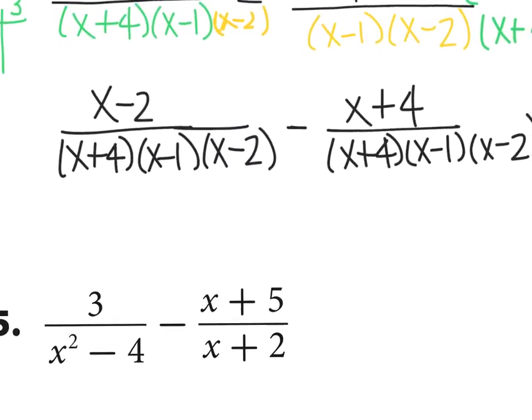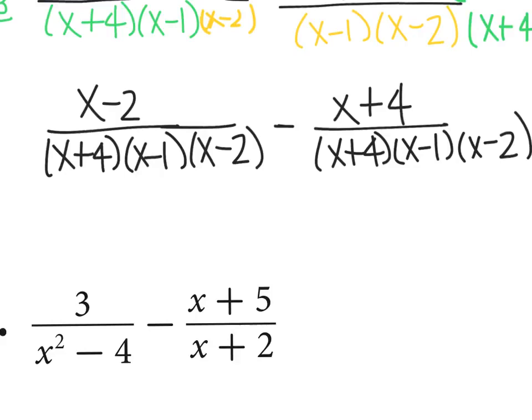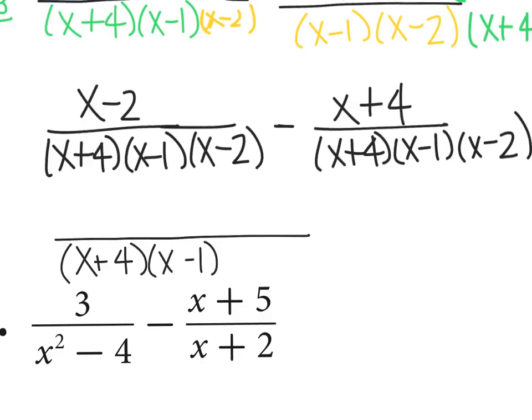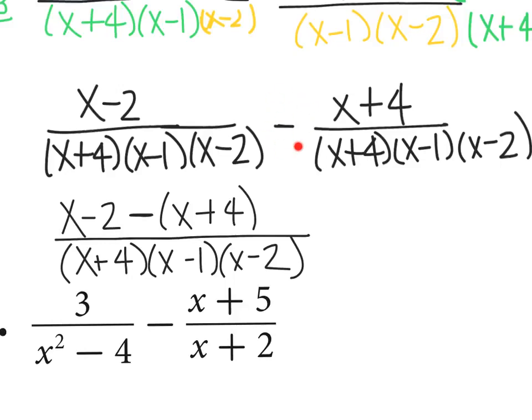So at this point, I'm ready to combine these together to give me one fraction. So I'm going to write one division symbol with x plus 4 times x minus 1 times x minus 2 as my denominator. And then in my numerator, I have x minus 2 minus x plus 4. So remember, I'm subtracting this entire quantity. And in the problem we looked at earlier, we distributed that -1 out. So let's go ahead and do that, because I think that makes a little bit more sense. So if I'm subtracting this, then really what I'm doing is I'm saying, hey, there's a -1 here, and I need to multiply all these by -1.